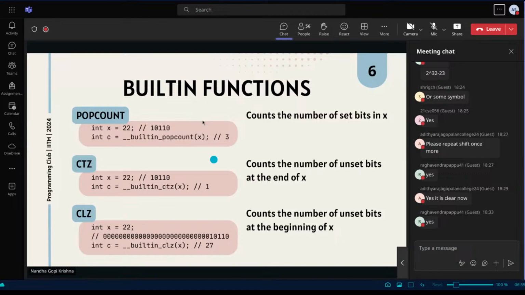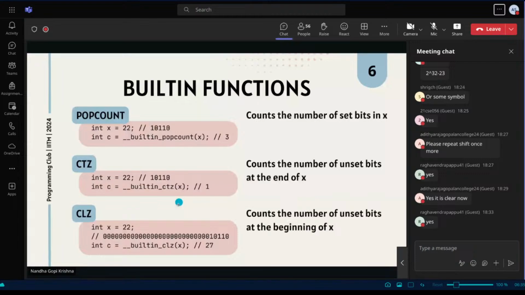Popcount simply counts the number of set bits in X. Count trailing zeros, as the name suggests, counts the number of trailing zeros in X. That is the number of unset bits at the end of X until we encounter the first one. So over here, it counts this 0, and then we encounter a 1, so it stops. There's only one trailing 0.